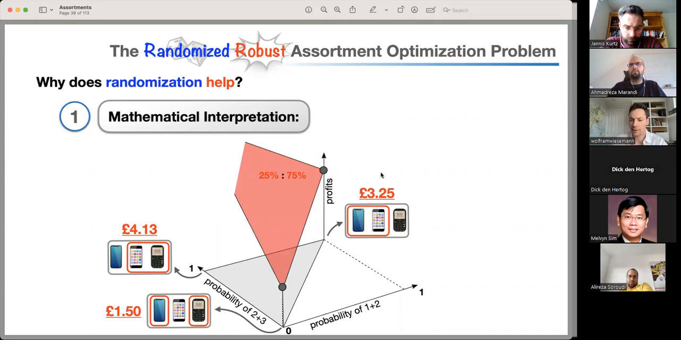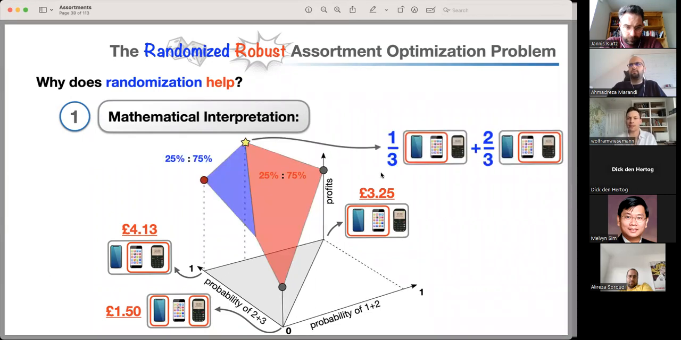And now what nature does is, whichever randomization strategy we choose, they will choose the worst of those two scenarios, which is basically the pointwise minimum of those two hyperplanes. And we can see that the pointwise minimum of those two hyperplanes gives us a concave function that we want to maximize, because we want to maximize the worst case expected profits. And maximizing a concave function typically leads to an optimal solution that is not an extreme point of the feasible region. So in other words, typically, the optimal solution here will not be one of the deterministic assortment strategies.